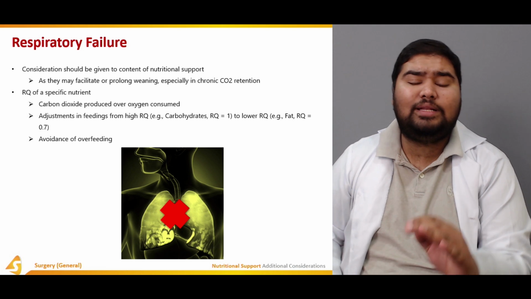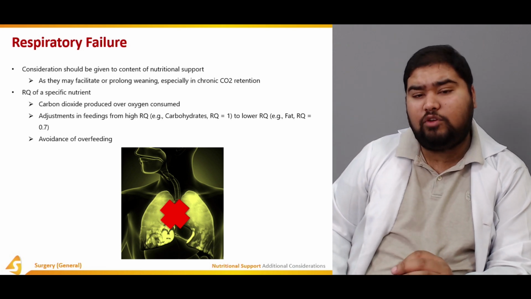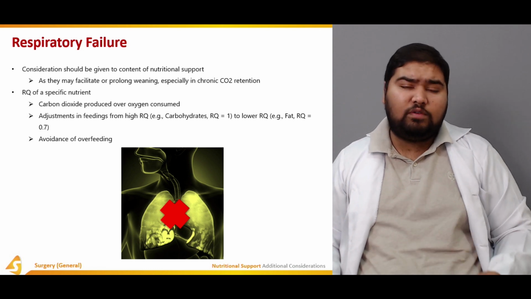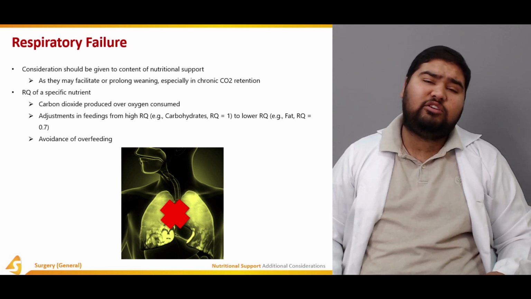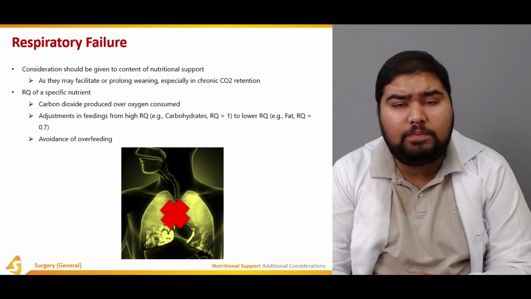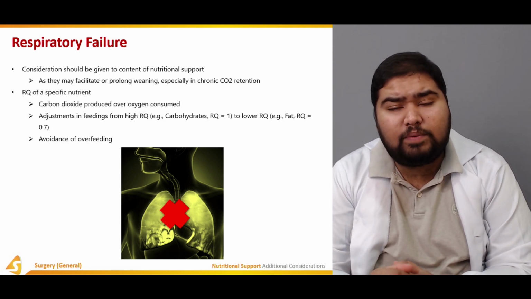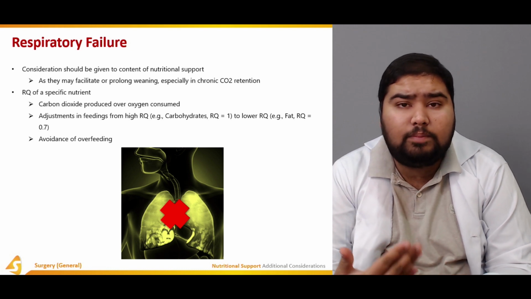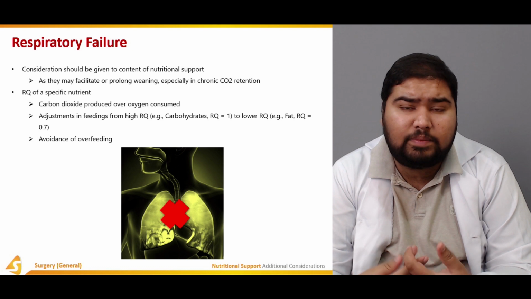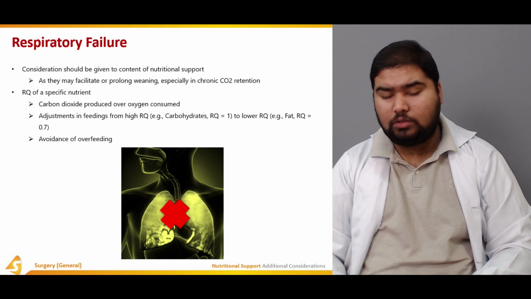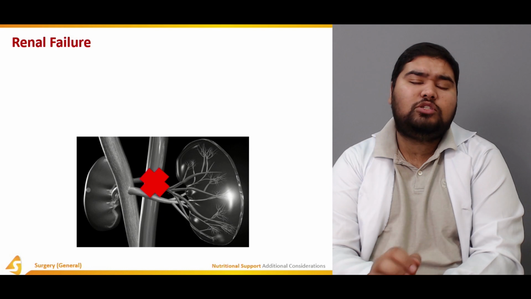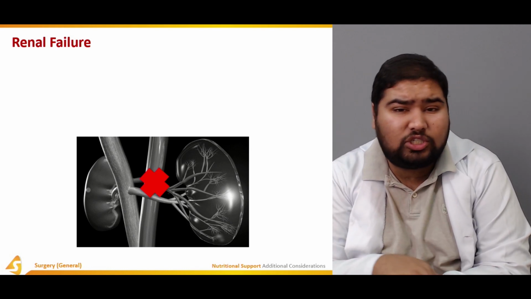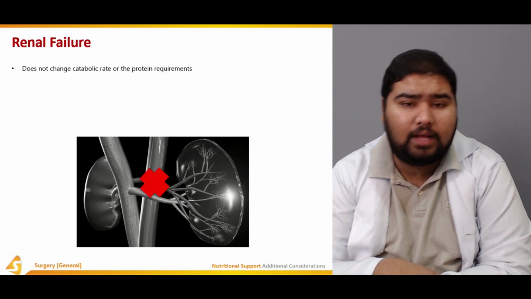Now, with these adjustments, you can decrease the weaning time of your patient, and you should always avoid overfeeding, because overfeeding causes accumulation of carbon dioxide, which would defeat the purpose of prevention of prolonged weaning. It would defeat this purpose. So you should always avoid overfeeding. Now let's talk about a patient with renal failure. So how would you manage the nutrition in a patient with renal failure?